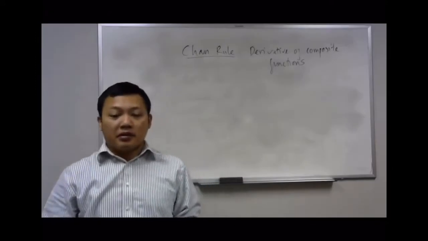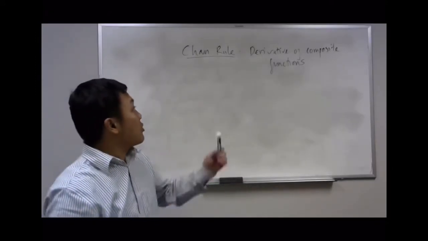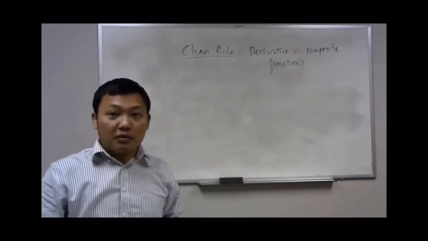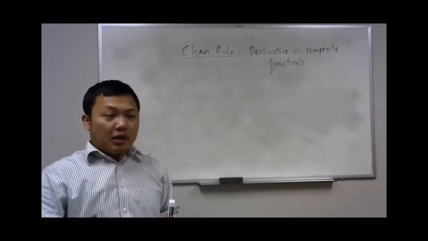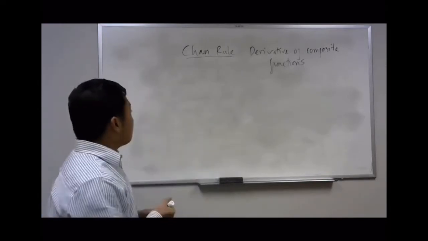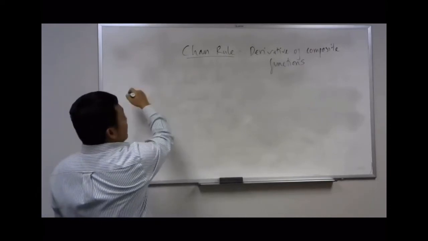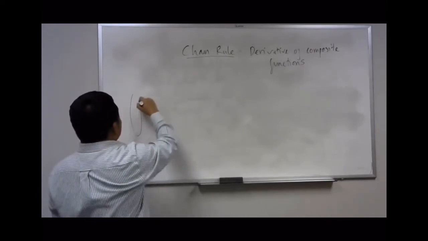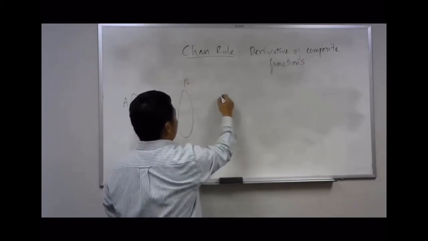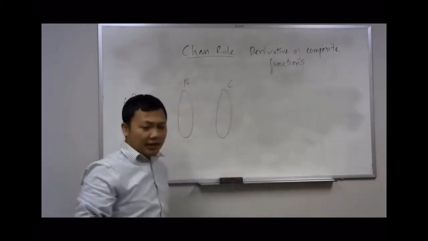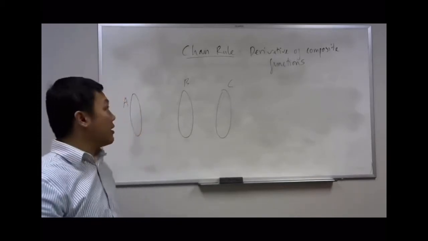In this video, I will talk about the chain rule and how to use the chain rule to find the derivative of composite functions. First, let me explain the chain rule. Suppose we have A, B, and C in here. Let's choose a very funny model like this.